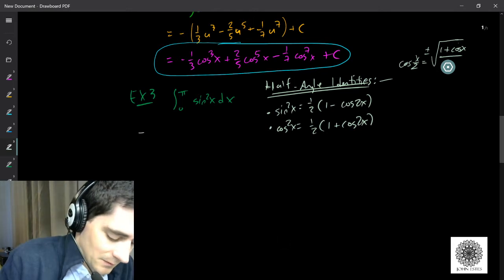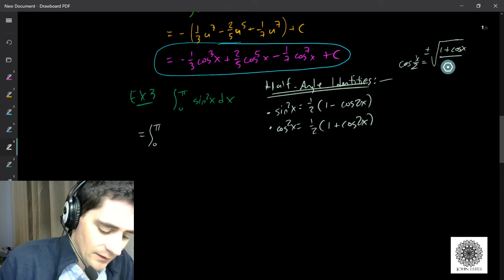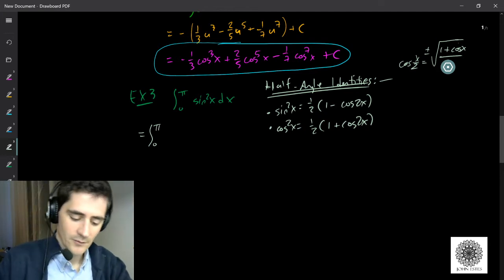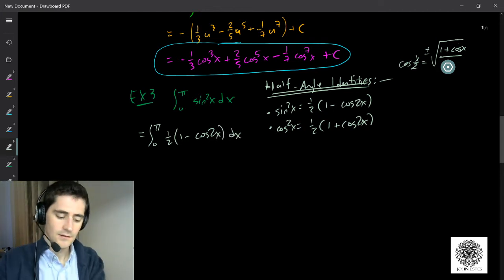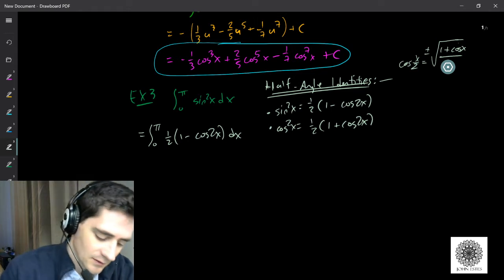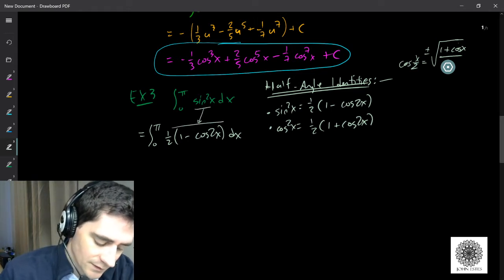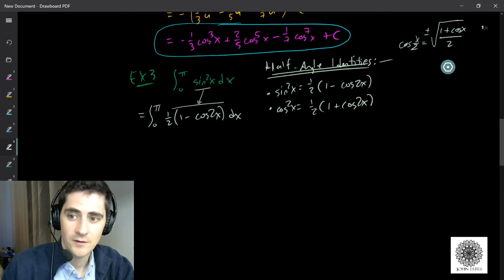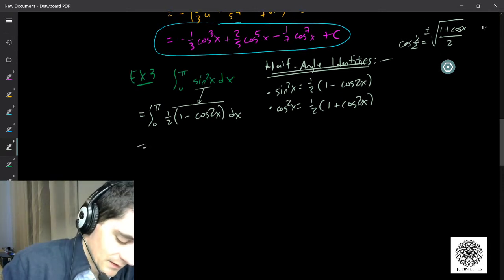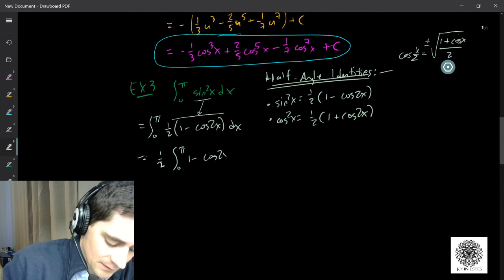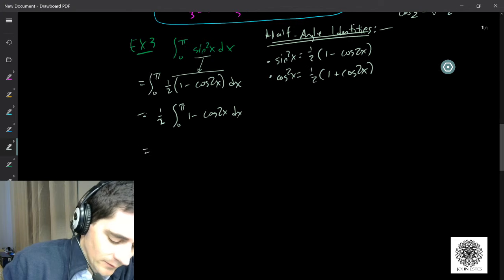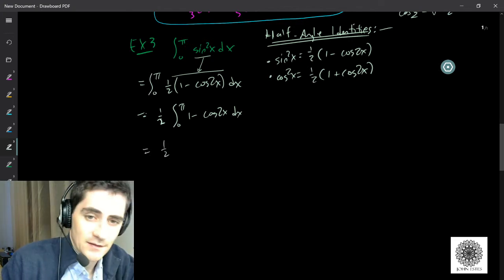Okay, so here's what we're going to do. We're going to have the integral from 0 to pi. Instead of sine squared, which I can't integrate right now, I'm going to use this half angle identity, 1/2 (1 minus cosine 2x) dx. Isn't that what sine squared is? And so now that is something I can integrate with a U substitution. So I'm going to take out 1/2, integral from 0 to pi of (1 minus cosine 2x) dx. And it'd probably be easiest to break it up.